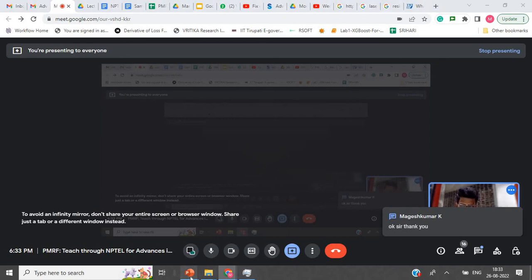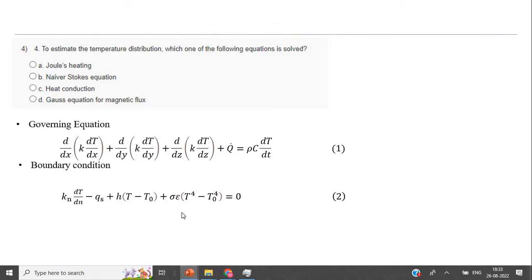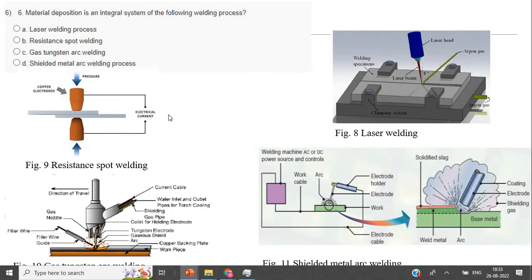Okay, so I will proceed further to the next question. In the sixth question, material deposition is an integral part of which of the following welding processes? This is actually straightforward. Can anyone text, and if you want, I can unmute you. You can explain the answer also.